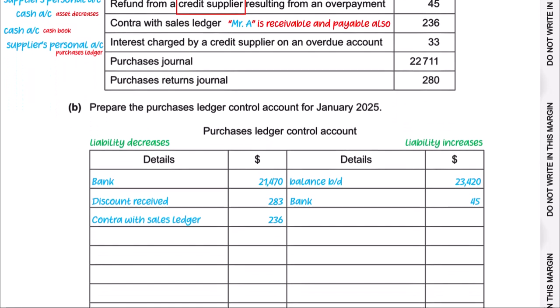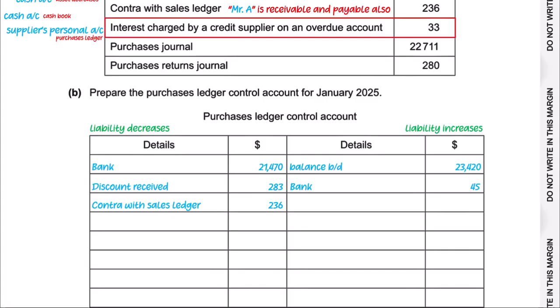Then it is written interest charged by a credit supplier on an overdue account. When the business delays payment to its credit supplier, the payment becomes overdue. Then the supplier charges interest, and along with the original amount, this interest also has to be paid. Due to the overdue amount, the business liability increases, which is why this will be written on the credit side here. So here we write interest charged and write down its amount.